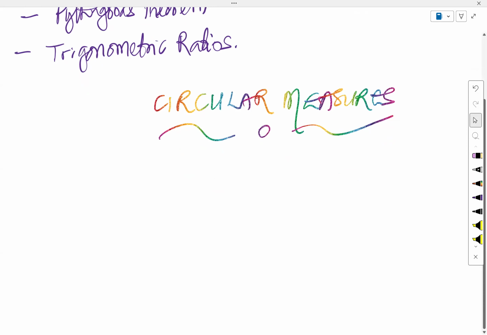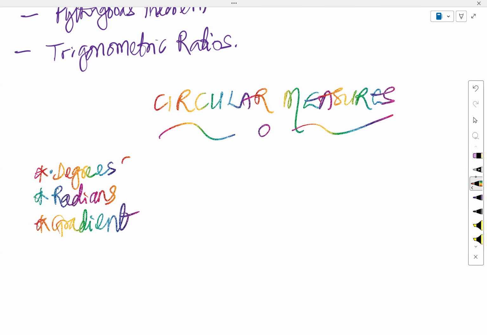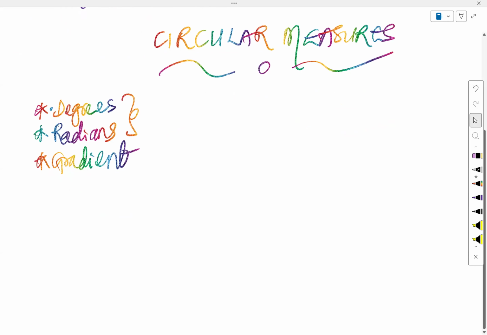So talking about circular measures, circles are measured using different types of measurement, like degrees. So we have angles measured in degrees. Angles are also measured in radians and even gradient. But I'm going to focus on the first two. So basically talking about degrees and radians, let's look at comparison between the two of them.